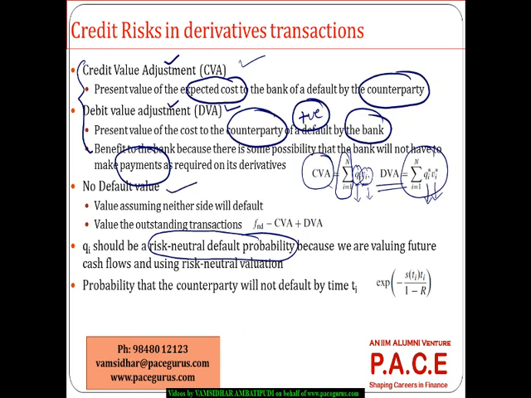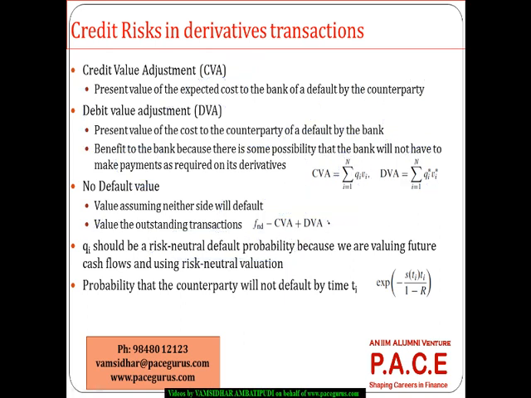And we also need to compute the no default value under the assumption that neither the counterparty nor the bank is going to default. That is what we are calling the value of the derivative under no default. So the value of the outstanding transaction, assuming either of the parties can default, from the bank standpoint, I compute as the value without the default minus the CVA, because it's going to be a cost to the bank, plus the DVA, because it's going to be a benefit to the bank. And from there, the probability that the counterparty will not default by time TI can be worked out using e to the power of minus STI times TI divided by 1 minus R, where STI is the spread at each of the points.